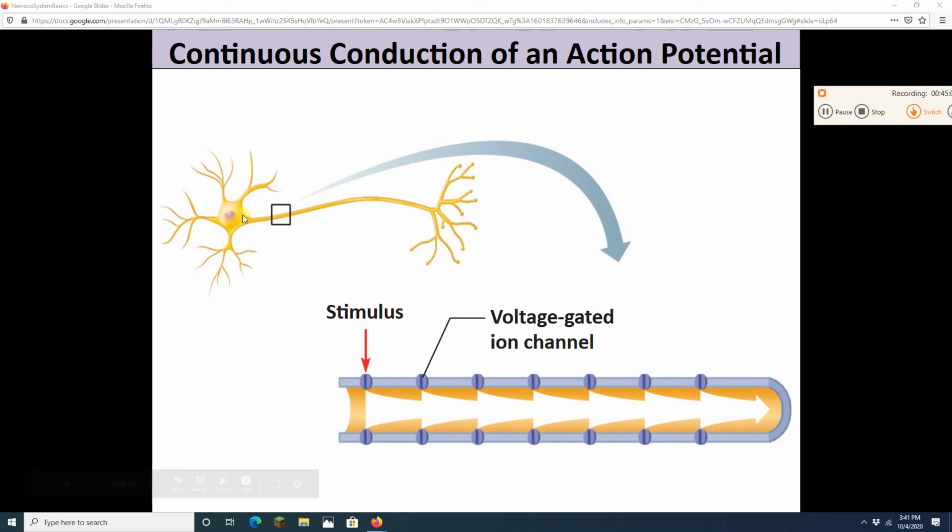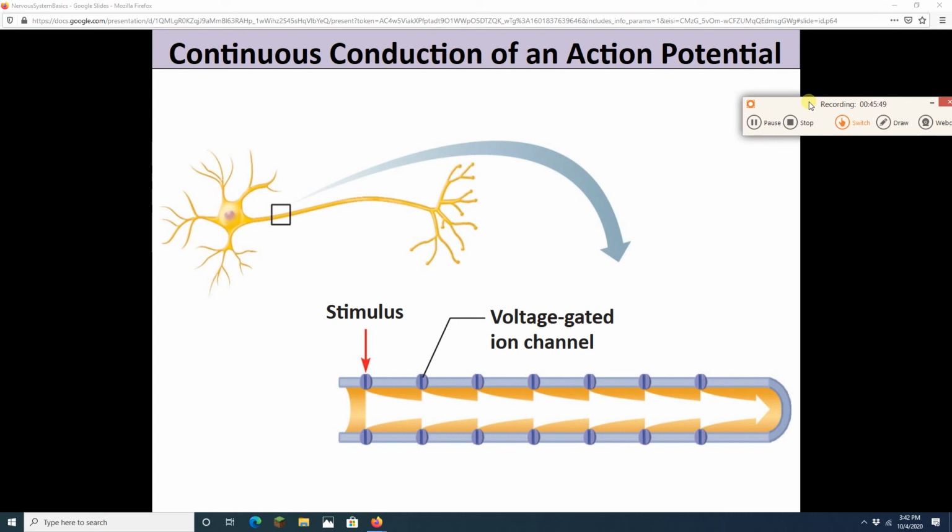This is an unmyelinated neuron. There are no Schwann cells or oligodendrocytes on its axon. And what this means is that when we open a sodium channel on our axon, it'll depolarize, which will then cause the neighboring sodium channel to open and depolarize that area, which then causes the neighboring one to open, and the next one, and the next one, all the way down. This is called continuous conduction of an action potential. Now we noticed there was no myelin sheath here. There were no Schwann cells here.